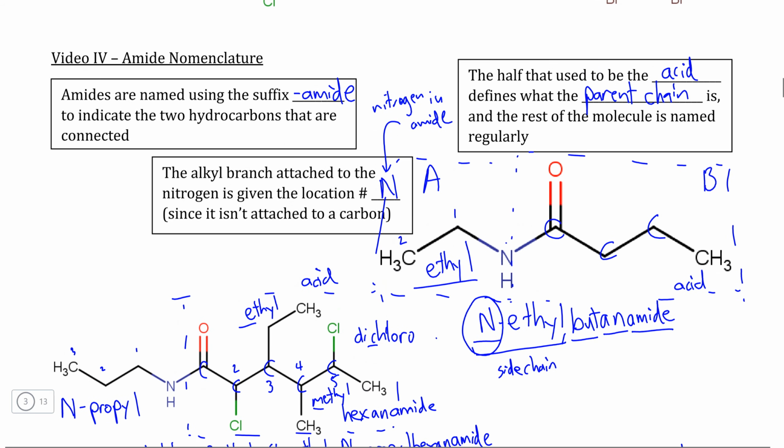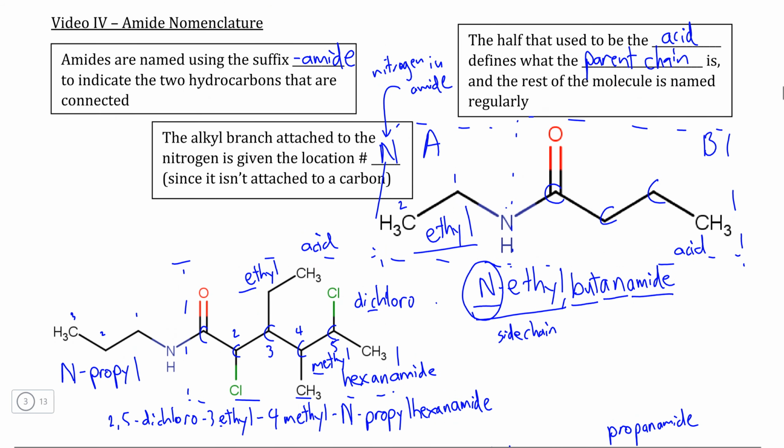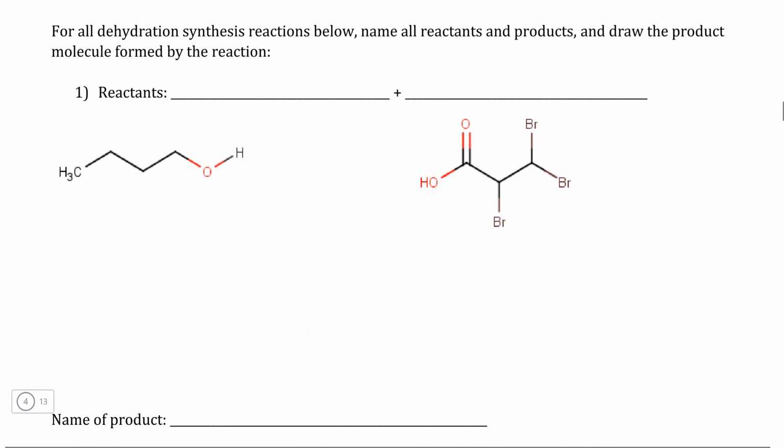This concludes our series on the structural recognition and nomenclature of functional groups formed by dehydration synthesis reactions. To test your knowledge on recognizing, drawing, and naming these functional groups, you can take a look at the practice problems below, in which you are given reactant pairs and required to name both of the reactants and draw what the product is, identify what functional group is formed, and name the product based on the rules for ethers, esters, and amide naming.